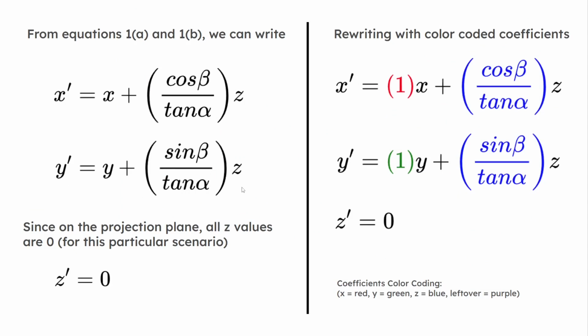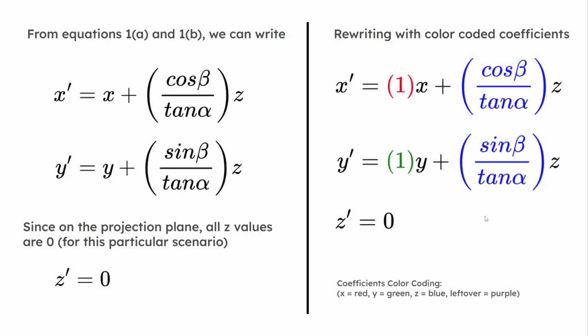And we already know z prime is equal to 0, since the projected point is on the projection plane, and the projection plane is actually the xy plane. Now, on the right, I have written these same equations a second time, but with the coefficients color coded. The x term coefficients are color coded as red, the y term coefficients as green, the z term coefficients as blue, and the leftover part as purple. Since there are no leftover terms here, we cannot have any purple term here.